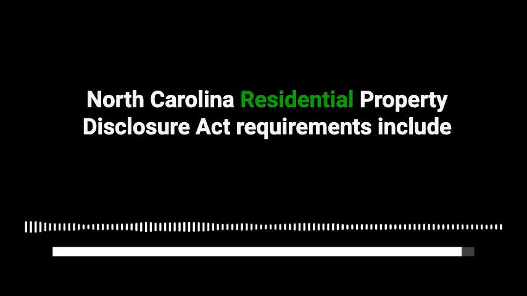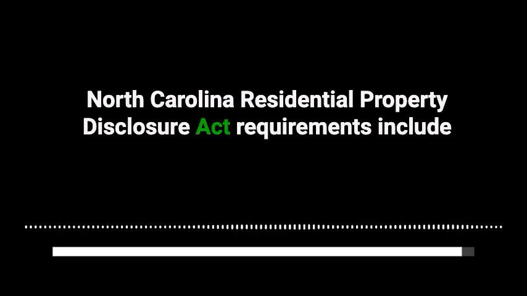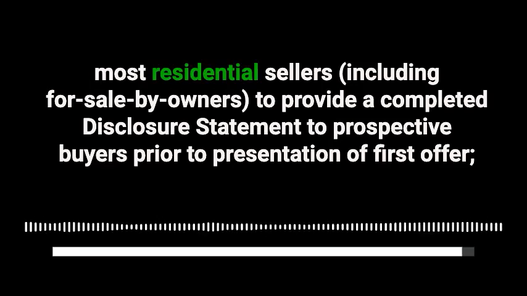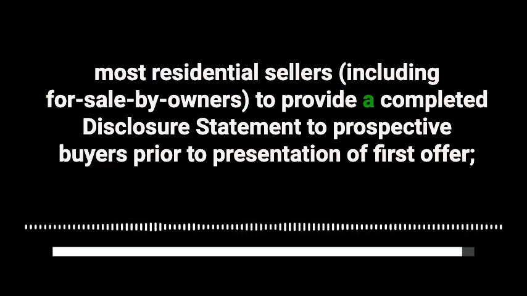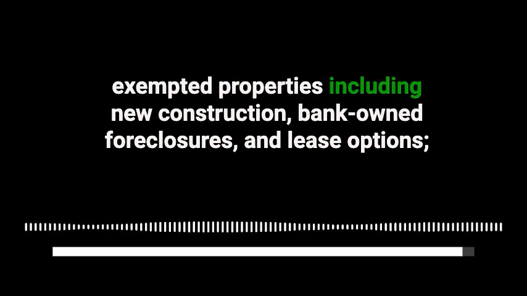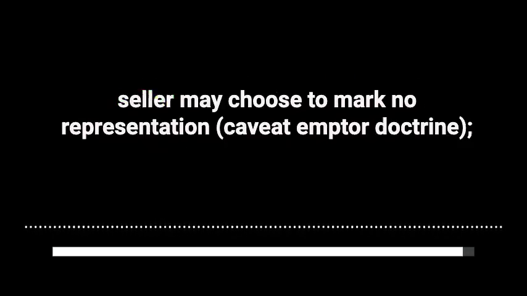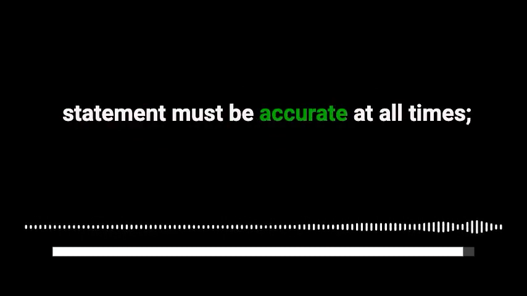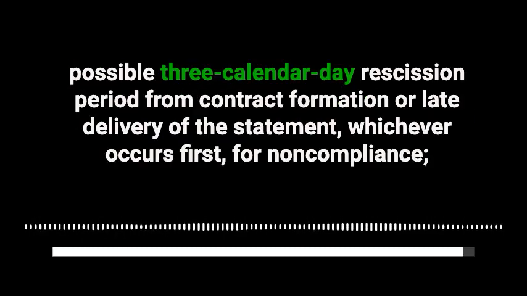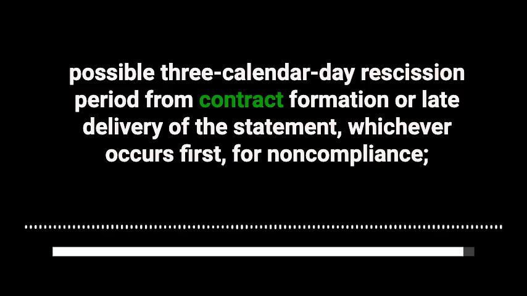North Carolina Residential Property Disclosure Act requirements include most residential sellers providing a completed disclosure statement to prospective buyers prior to presentation of first offer. Exempted properties include new construction, bank-owned foreclosures, and lease options. Seller may choose to mark no representation. Statement must be accurate at all times. Possible 3 calendar day rescission period from contract formation or late delivery of the statement, whichever occurs first, for noncompliance.